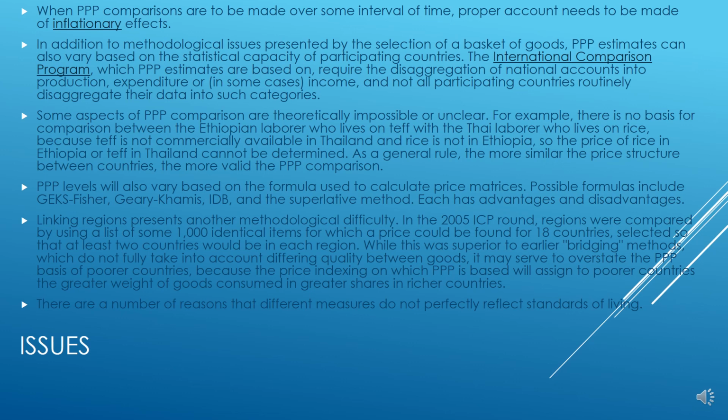Linking regions presents another methodological difficulty. In 2005, the ICP round regions were compared by using a list of some 1,000 identical items for which a price could be found for 18 countries selected, with at least 2 countries in each region. While this was superior to earlier bridging methods, which do not fully take into account differing quality between goods, it may serve to overstate the purchasing power parity basis of poor countries, because the price indexing on which purchasing power parity is based will assign to poorer countries the greater weight of goods consumed in greater shares in richer countries. So there are a number of reasons that different measures do not perfectly reflect standards of living.